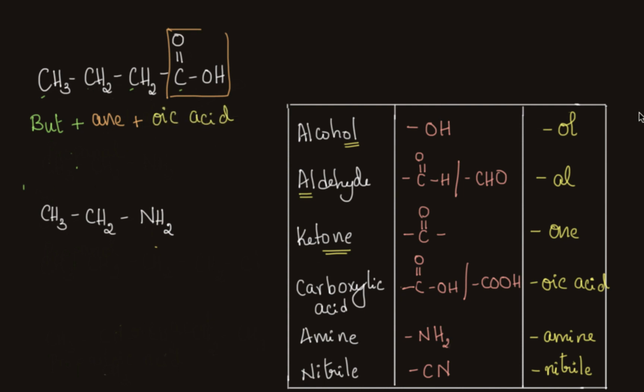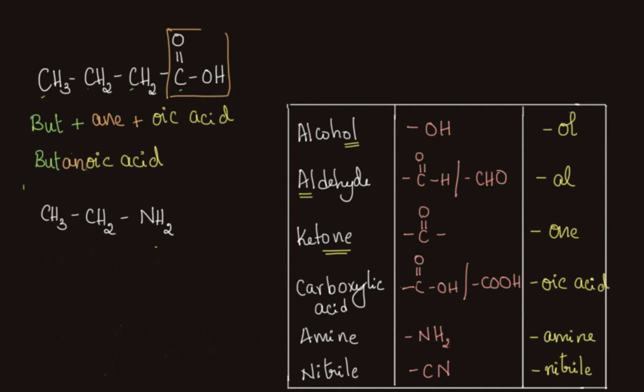Now let's join them together. So this becomes but, and now this is butane, right? While joining this becomes butane. This is what we learned in the last video. In this video, I told you that while joining the primary suffix and the secondary suffix, the last letter E will be replaced by the secondary suffix, oic acid. So this becomes butane plus oic acid, which is called butanoic acid.